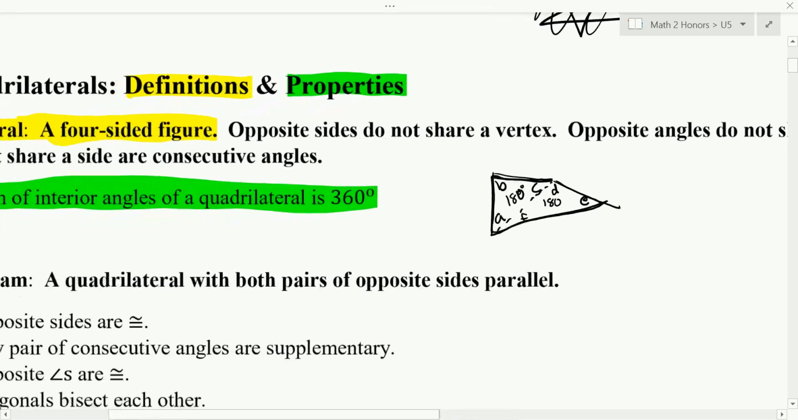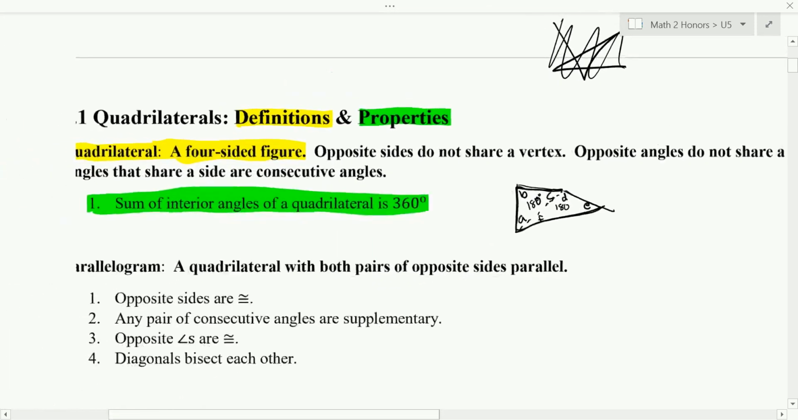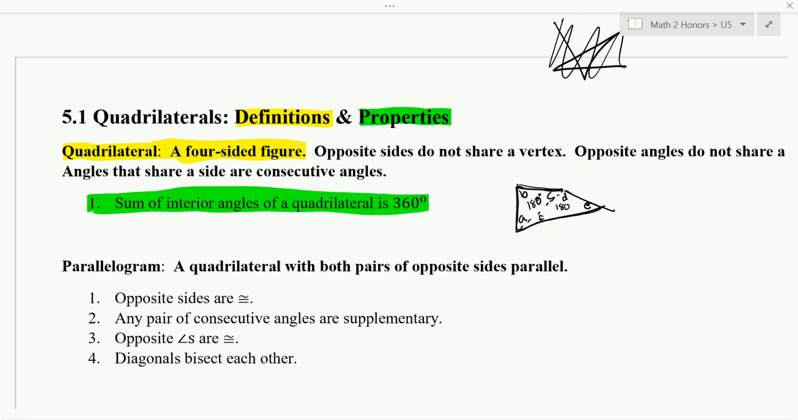And you could do that with anything. If you had 5 sides, you can cut that into 3 triangles, so it'd be 180 plus 180 plus 180. If you had 6 sides, you can cut that into 4 triangles, so it'd be 180 plus 180 plus 180 plus 180. And it's just an easy way to tell you the sum of the interior angles of a figure, based on how many sides you have.